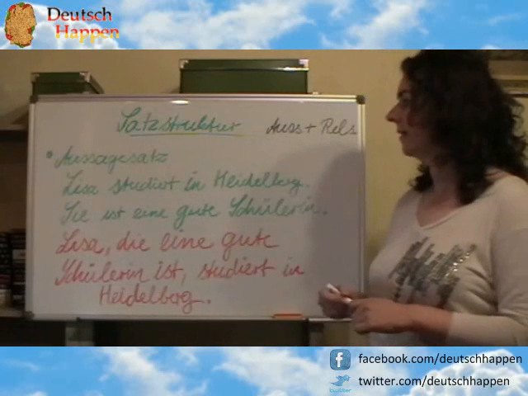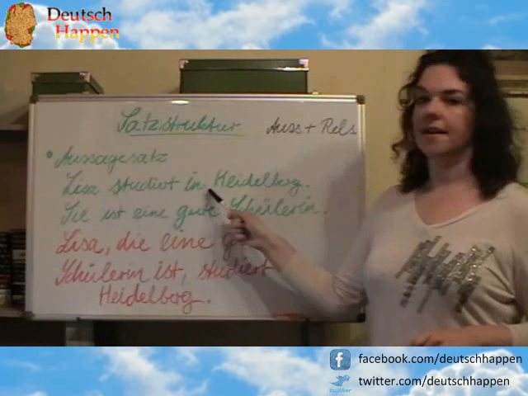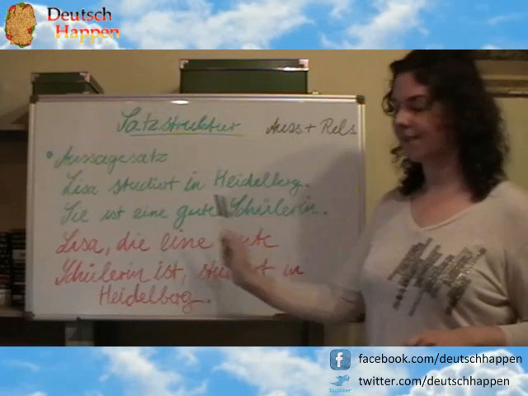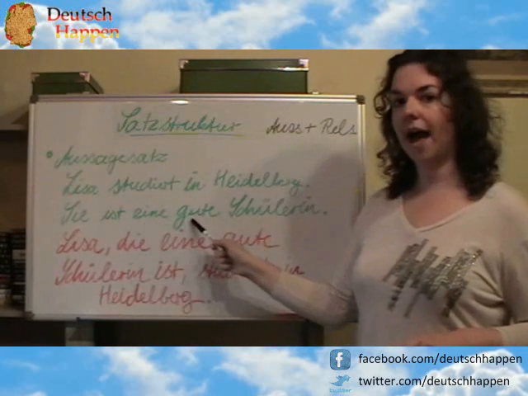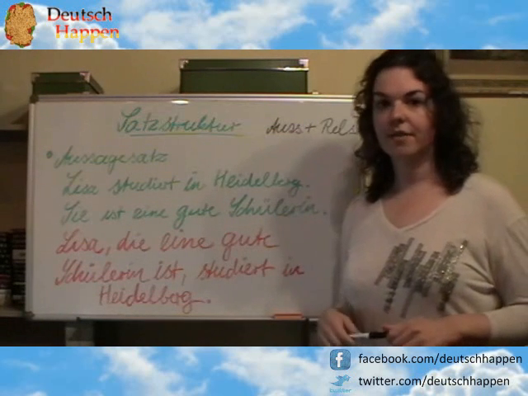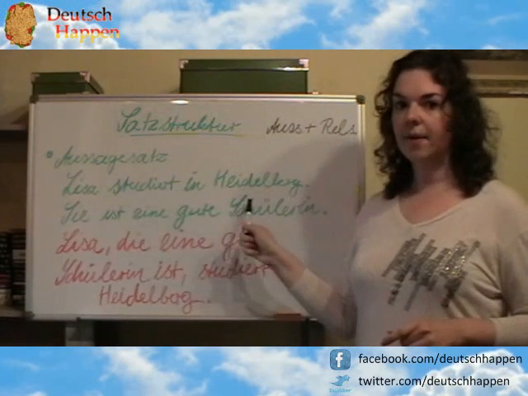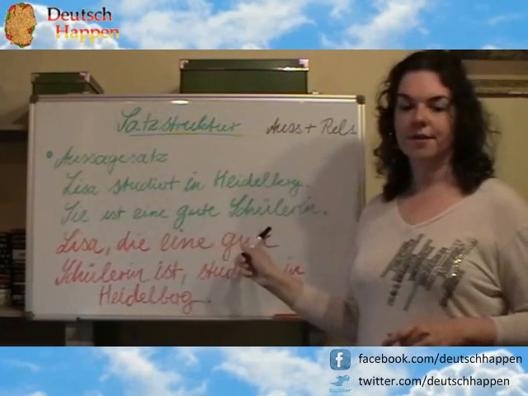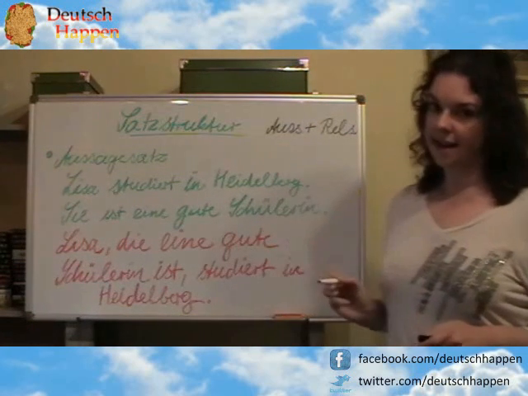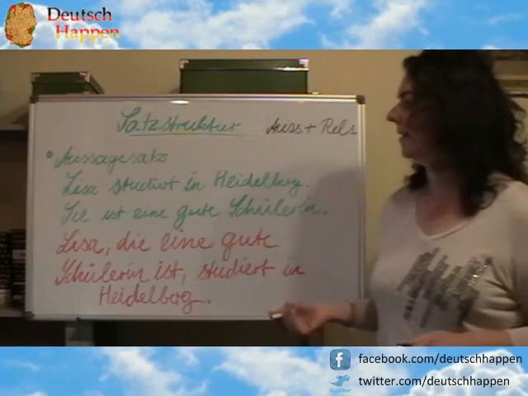And I put here: Lisa studiert in Heidelberg, period. Next sentence: Sie ist eine gute Schülerin. So I think that's not very complicated to understand. Lisa studies in Heidelberg. She is a good student. Alright, good. Let's analyze the sentence structure in a normal sentence a little bit.